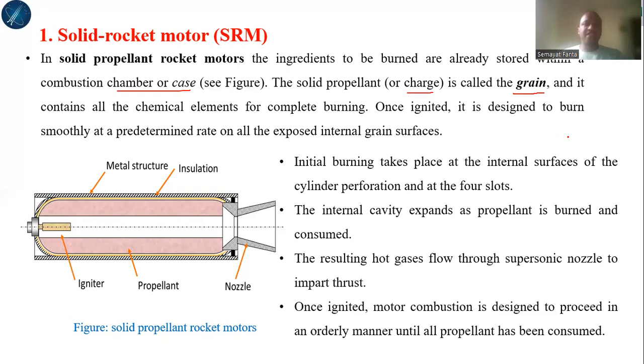Initial burning takes place at an internal surface. Look, initial burning of this propellant takes place at this surface, at the inner surface. When we ignite the propellant from inside to outside, that is called progressive burning. And sometimes we may ignite it from outside to inside. Then it is called the opposite of progressive.